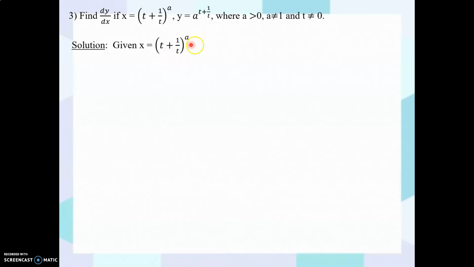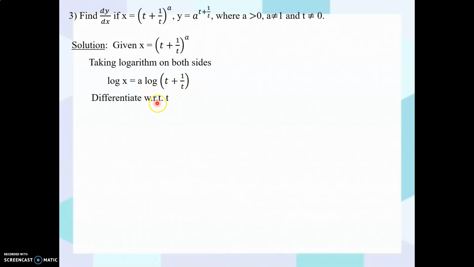So this type of derivative also we already studied. Logarithmic differentiation is this. So take logarithm on both sides. We will get log x is equal to log of this term. So a into log of t plus 1 upon t. Differentiating with respect to t. Here the function is log x. So 1 upon x into dx upon dt you have to take.